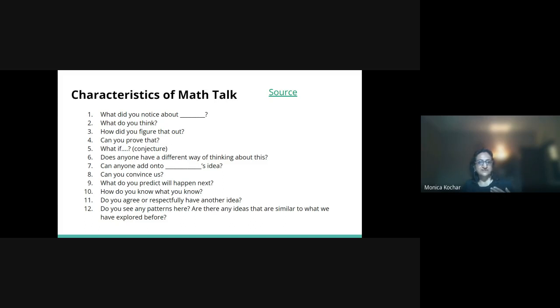Give a semi-solved question on the board. Can you predict what will happen next? How do you know what you know? Do you agree? And do you see any patterns here? Have we done this before?